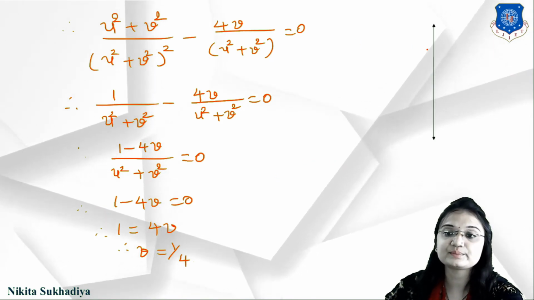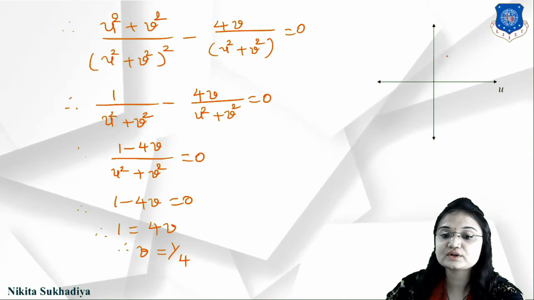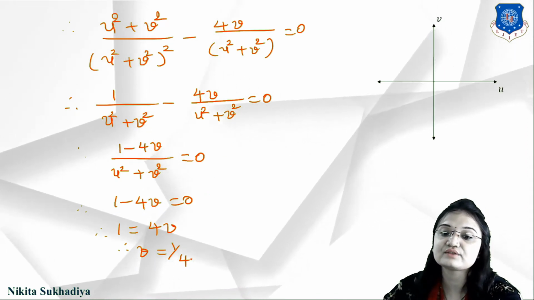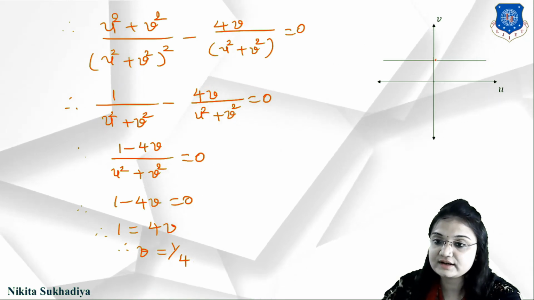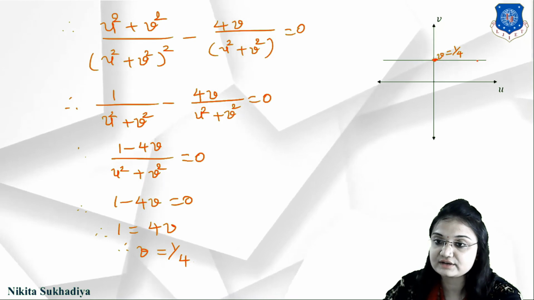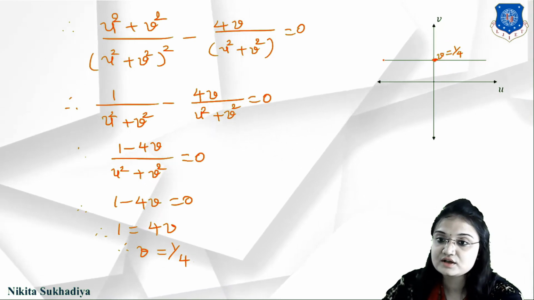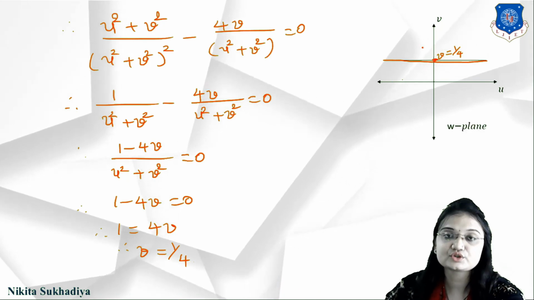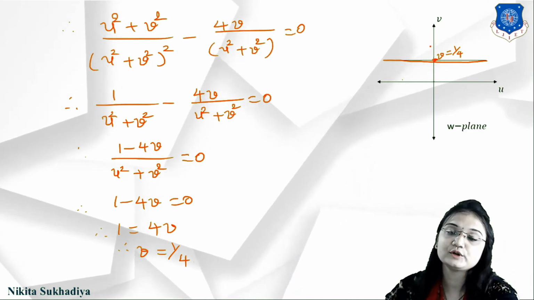So how can we represent it? This one is our u axis, this one is our v axis, and here we have v = 1 by 4. So this is a point, randomly, v = 1 by 4. So this is the line, we have to represent the whole line. So this is the line, that is the v = 1 by 4 line. So this is the representation in the W plane.